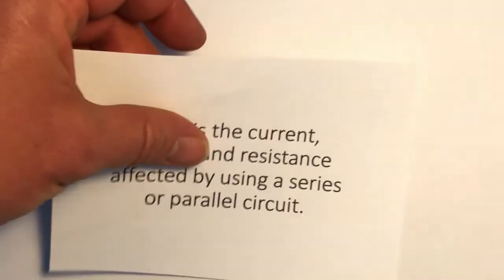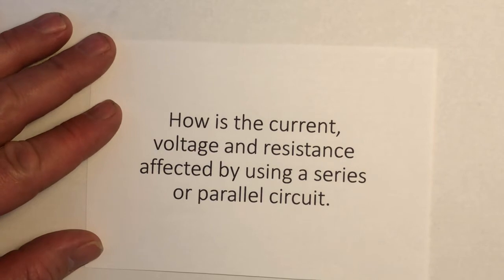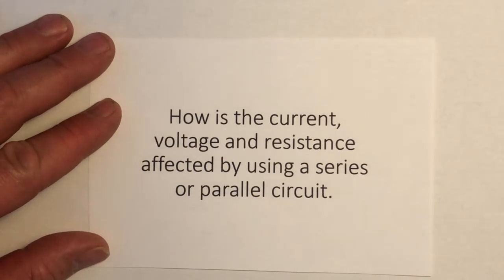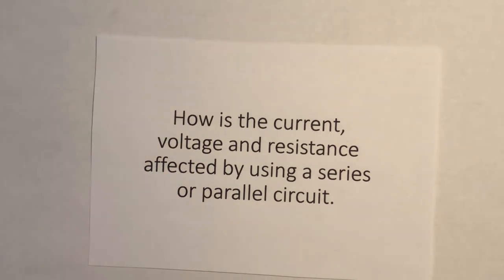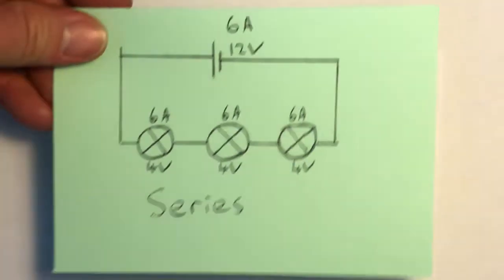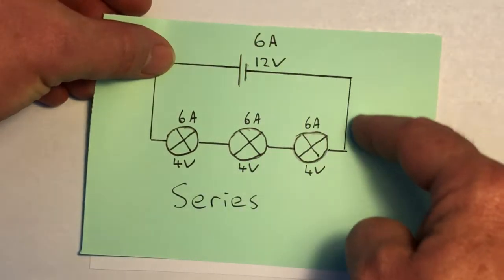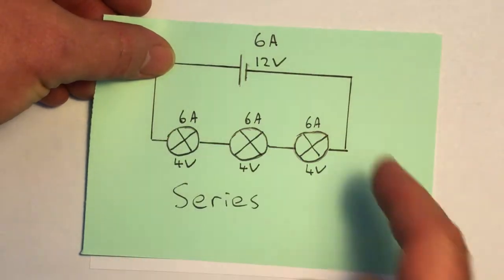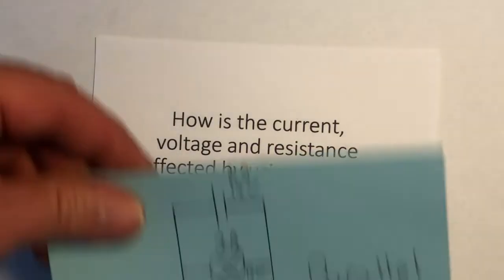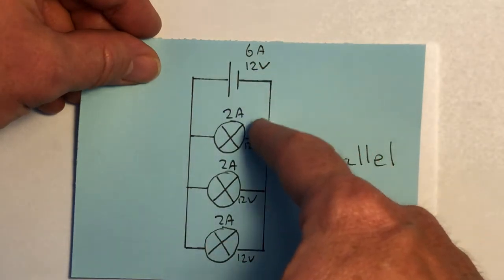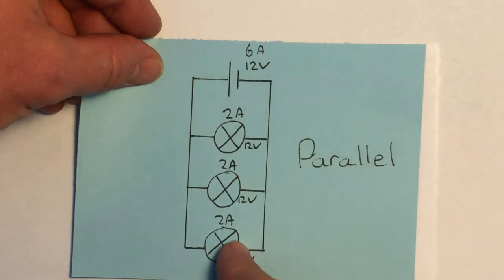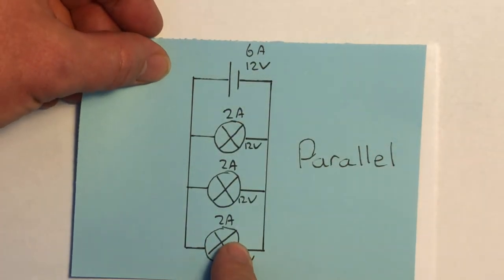Now, what I'm just going to do is go back to the question. How is the current, voltage and resistance affected by using a series or parallel circuit? So what you could do to start off with is say a series circuit has one route for electricity to go. A parallel circuit has 3 routes for electricity to go if there are 3 bulbs in parallel.